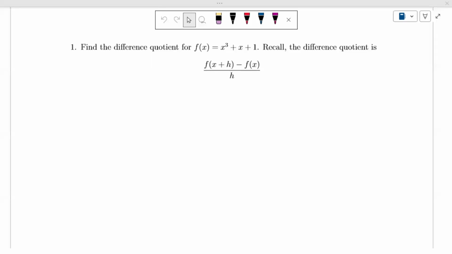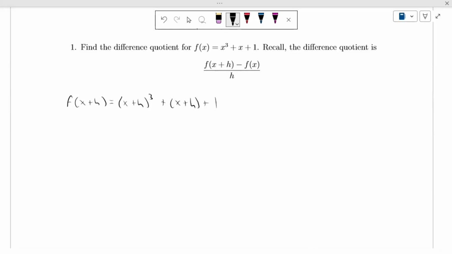Okay, so for problem one over here, we're given this function f of x equals x cubed plus x plus 1, and we want to just find the difference quotient of this. So let's do that. We're going to need to compute what f of x plus h is. We're going to be plugging that into our f of x function, so it's going to be (x plus h) cubed plus x plus h plus 1.